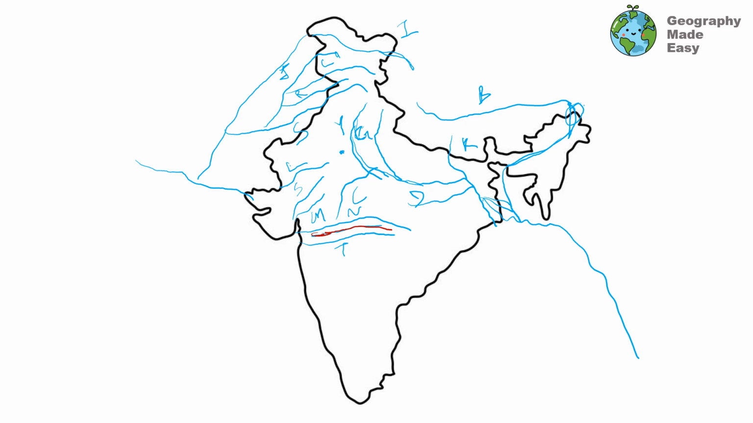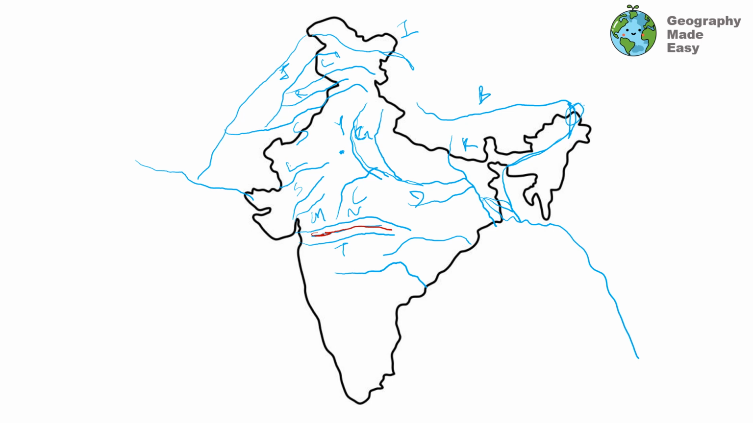Next, let's look at Mahanadi. The four major rivers of the Peninsular Plateau, any one of them can be asked. So we have Orissa, this part. We have the Mahanadi. For Godavari, if you can't mark all the major tributaries, at least the main path should be marked. So at least one should be able to mark Godavari in this way.